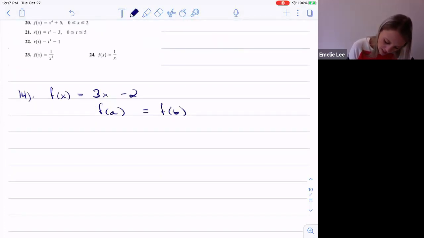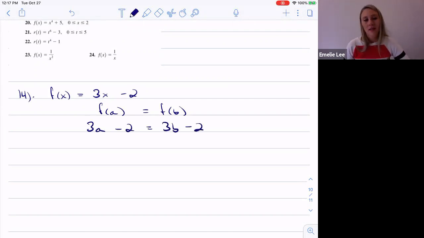So f of a is 3a minus 2 and f of b is 3b minus 2. Now, it looks obvious that a is equal to b, right? Here we started with the simplest one, so of course a is going to be equal to b. Sometimes that's not the case, right? And so sometimes these things are very hard to simplify and then they're probably not one-to-one.